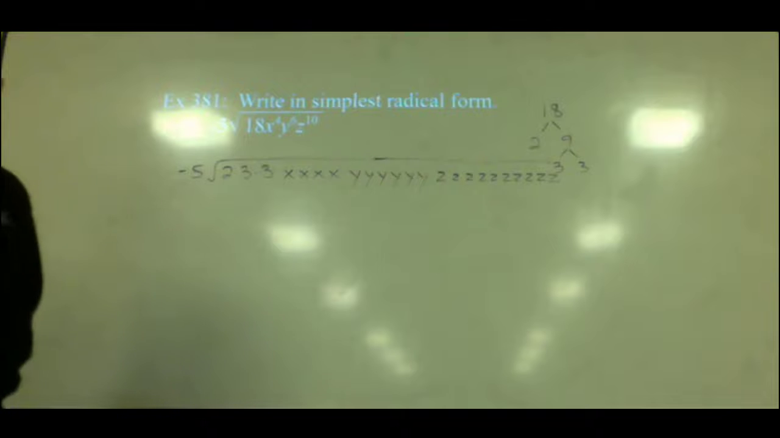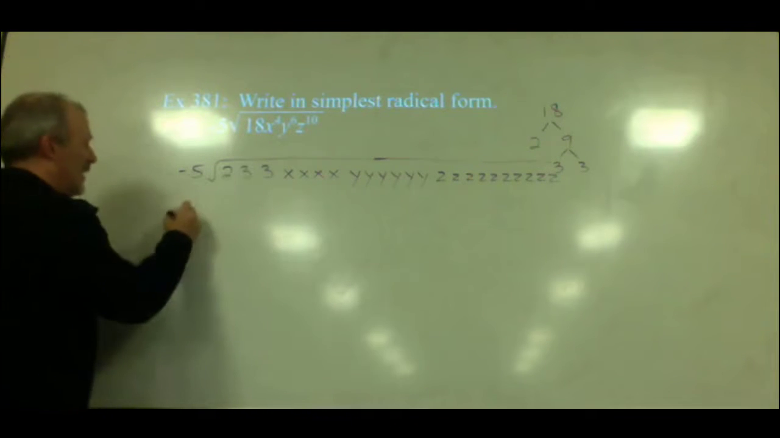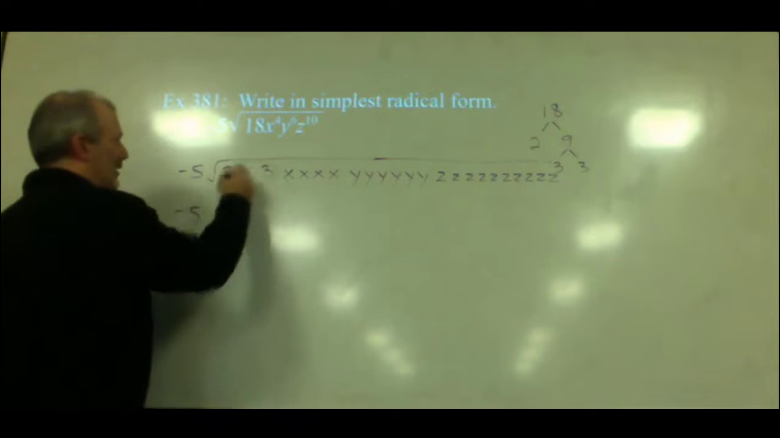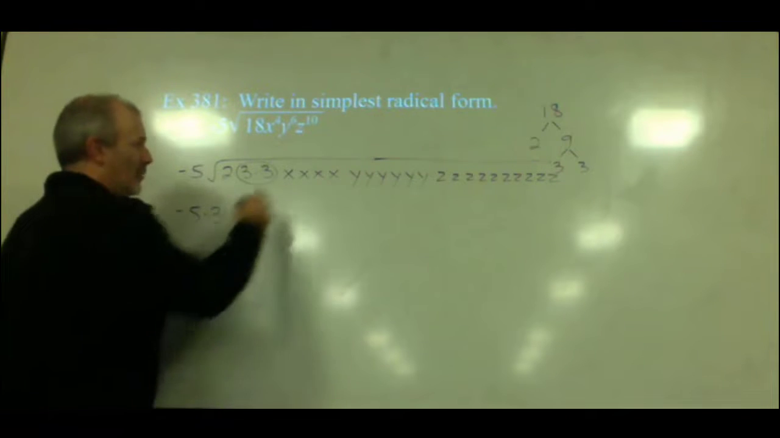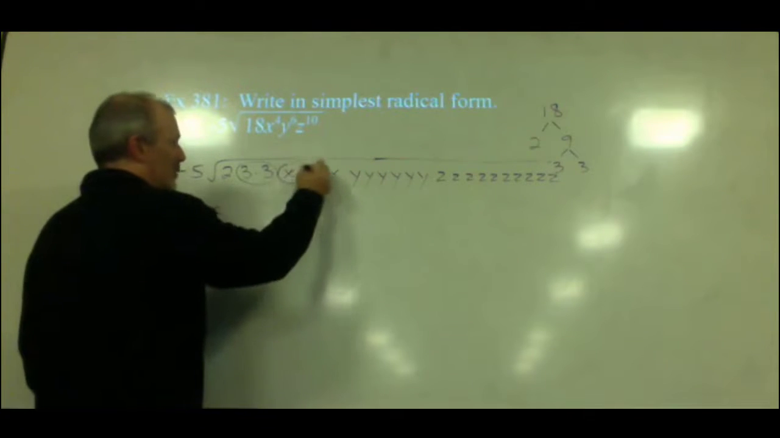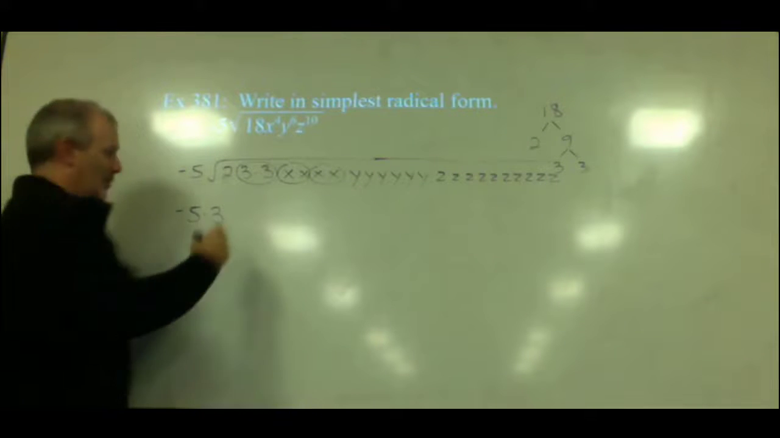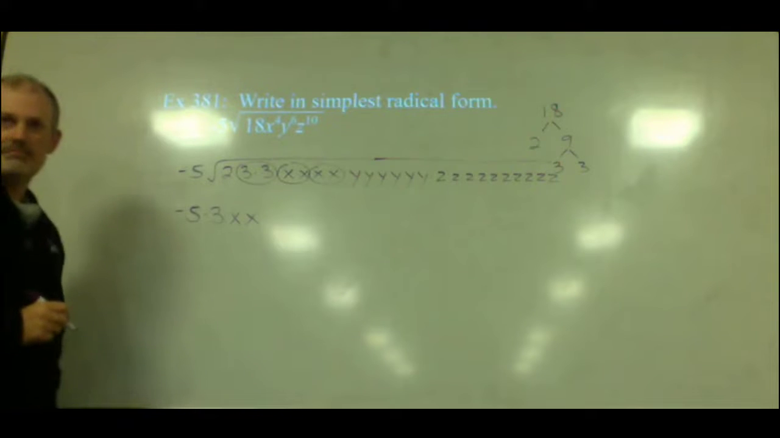So we're looking for pairs, right? So let's start with the numbers. We need the 5 on the outside. What else do we have? We have a 3. So we can take out a 3. Then let's look at the x's. Well, notice we have 2 pairs. Does that make sense? Mm-hmm. So we can take out 2 x's. Before I go on, does that make sense with the x's?